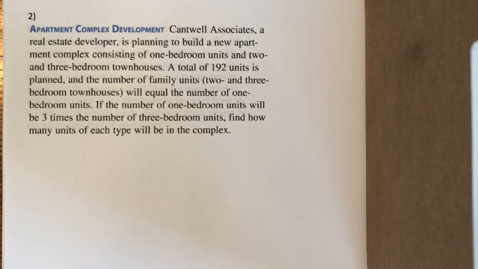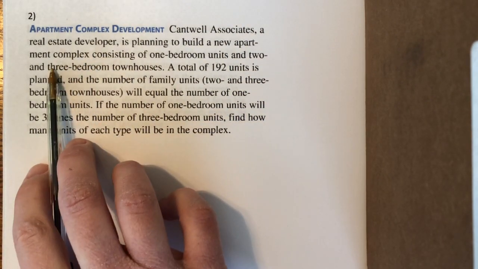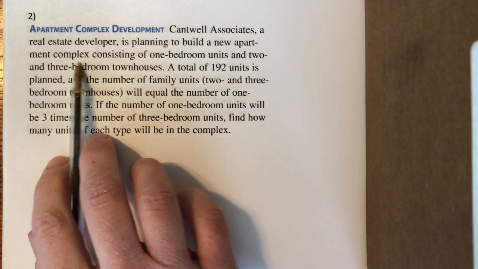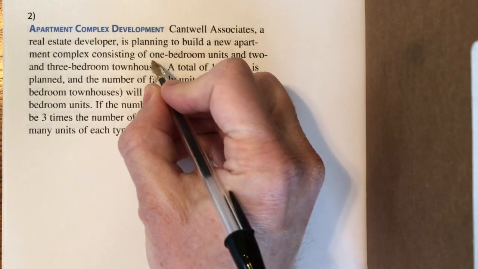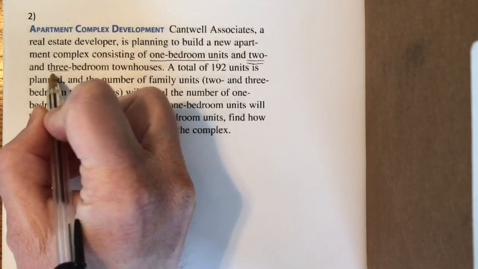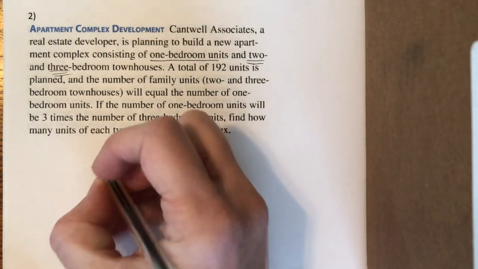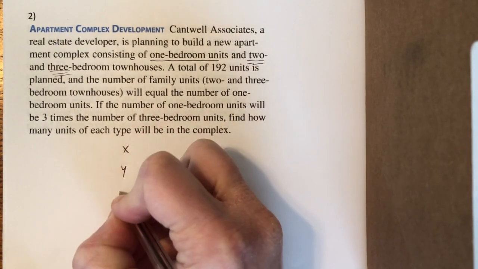Okay, in our second example, you can determine what you're trying to find in the first sentence. So this developer is building a new apartment complex consisting of 1 bedroom, and then 2 bedroom, and then 3 bedroom townhouses. Okay, so what we're going to do here is define our variables. We're going to need 3 of them.